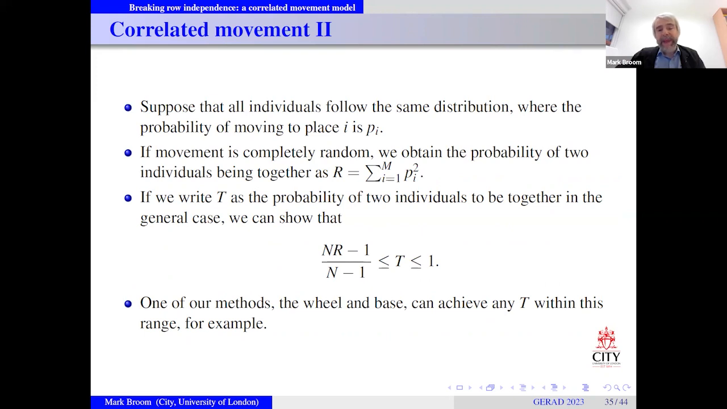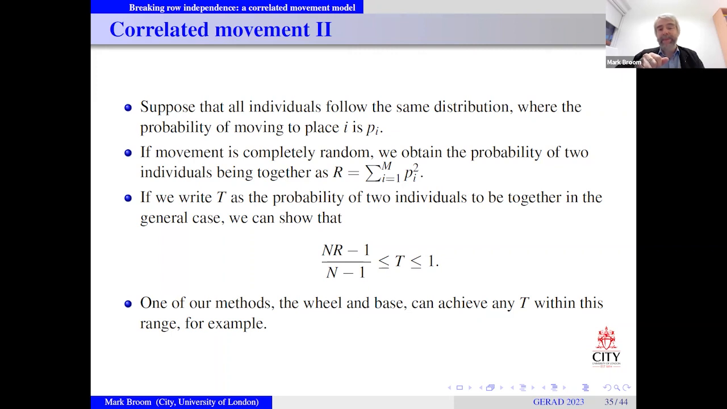So for the independent case, let's suppose my underlying movement distribution is PI. Every individual, let's suppose we're all starting at the same place, and we're all starting with the same distribution. So every individual goes to place 1 with probability P1, 2 with probability P2, and so on. Then the probability 2 randomly selected individuals move together is the sum of PI squared.